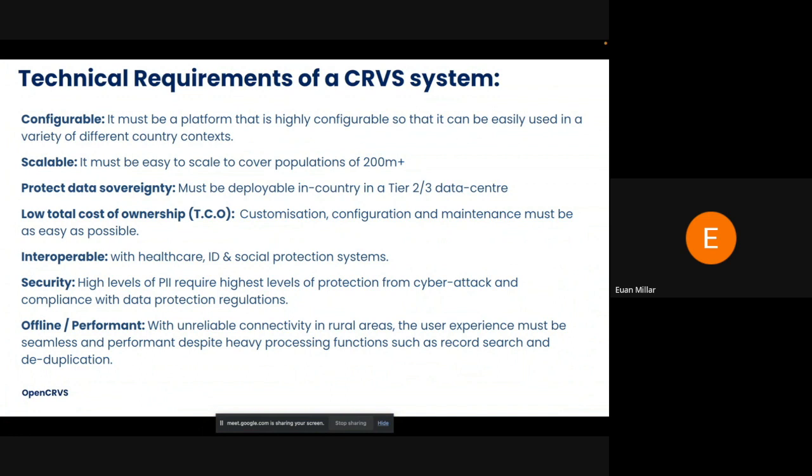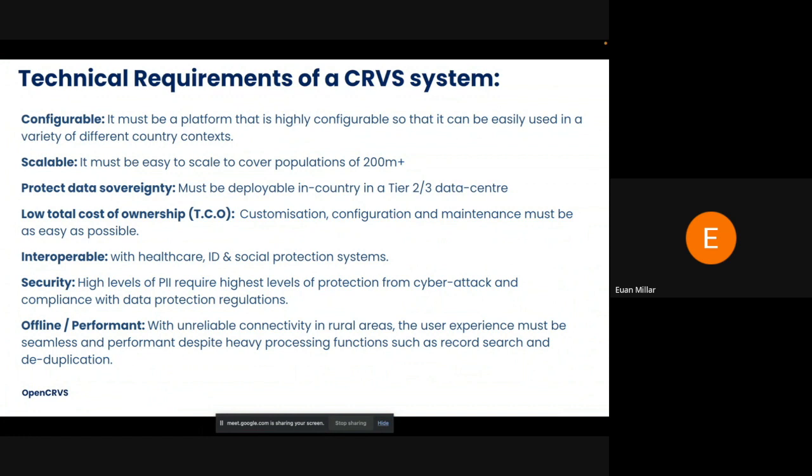It must protect data sovereignty. That means that it must be entirely hosted in the country in order to comply with your legislation. We don't want any data to be stored in the cloud or internationally. So it's got to be deployable in country, in an in-country tier 2 or 3 data center. It has to have a low total cost of ownership. So the customization, configuration, and maintenance of this software must be really, really easy and obviously not cost you so much. It's got to be interoperable with healthcare, national ID systems, social protection systems.